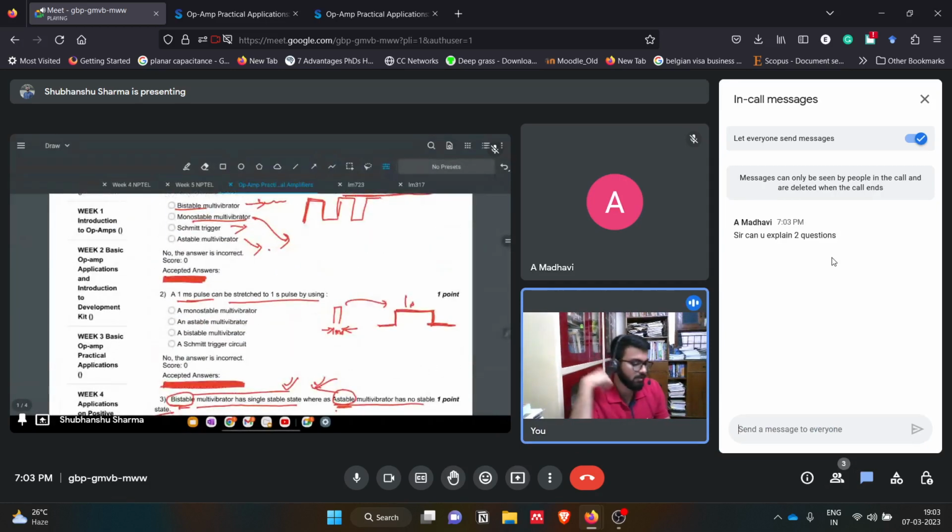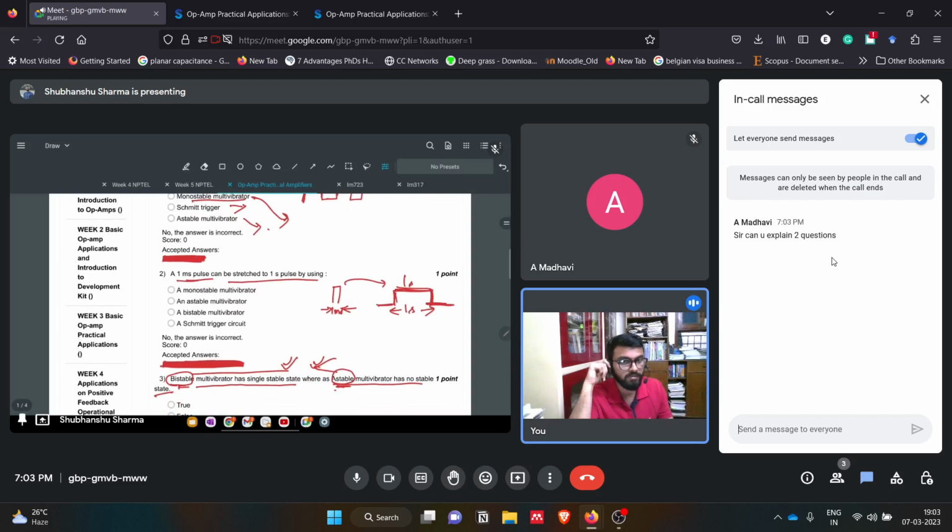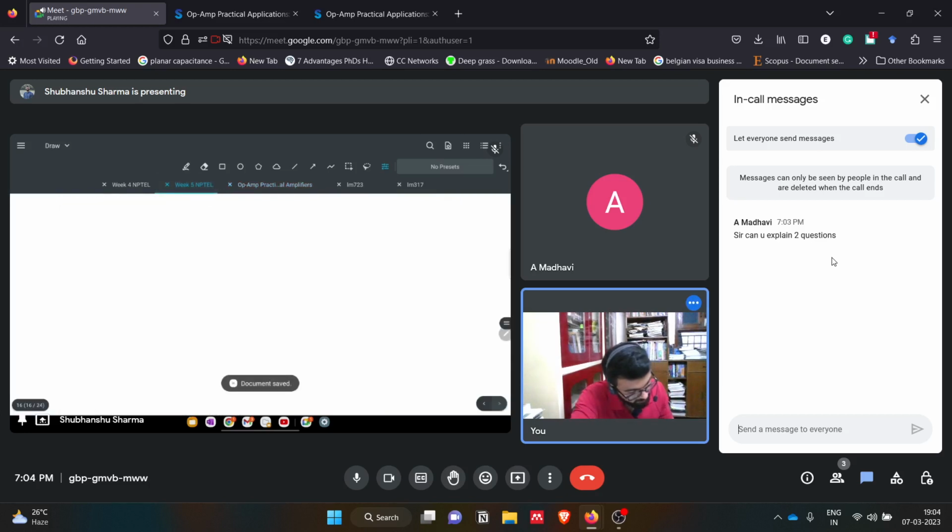So it is saying a 1 millisecond pulse can be stretched to a 1 second pulse by using. They are saying we are giving from our side a very short duration pulse. Can we stretch that pulse into a pulse with more width, like this is a 1 second pulse. I will give you more hints. We saw this monostable multivibrator. What we saw in that is we are giving a trigger to that circuit. I'll show you.